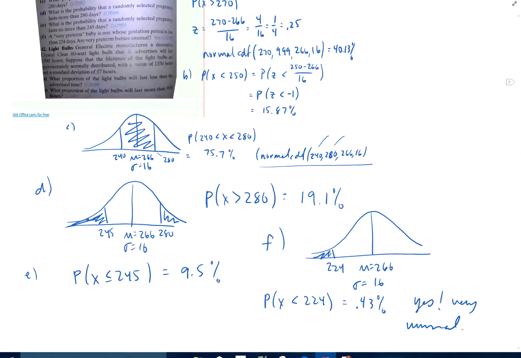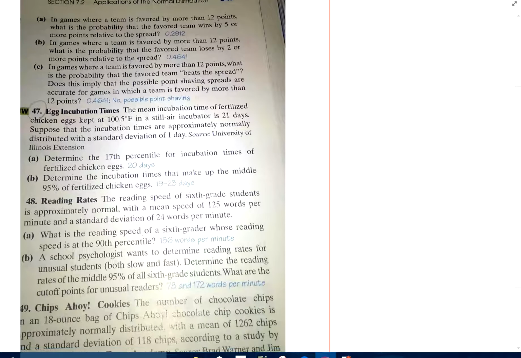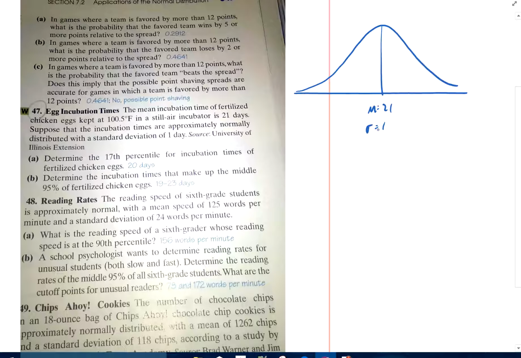Okay. And 47, I know it's a long video. Let's see if we can do this. Mean incubation time, so we're here again. Mu is 21, standard deviation is 1. Determine the 17th percentile. So in other words, what value, how many days is the cutoff for 17%?